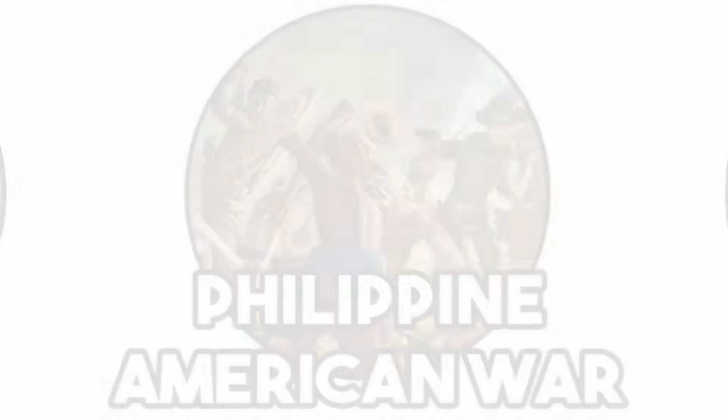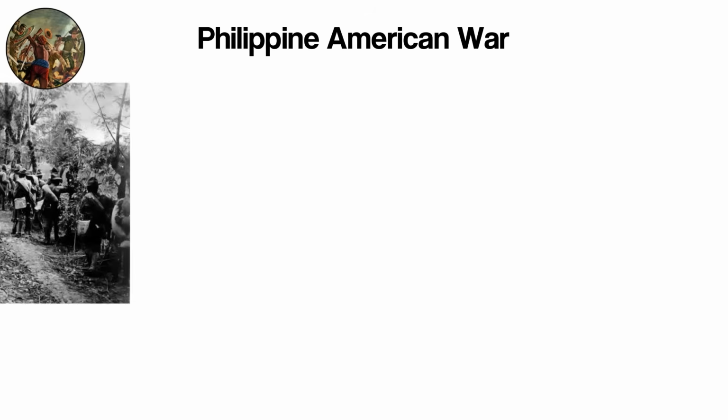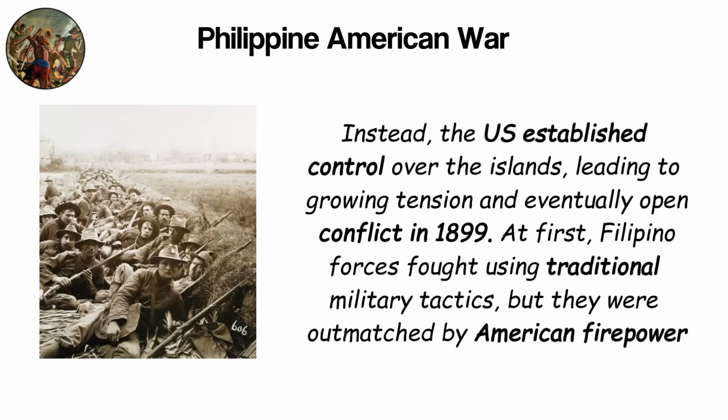The Philippine-American War began after the United States took control of the Philippines following the Spanish-American War. Filipino revolutionaries had already fought Spain for independence and believed they would gain freedom once Spanish rule ended. Instead, the United States established control over the islands, leading to growing tension and eventually open conflict in 1899.